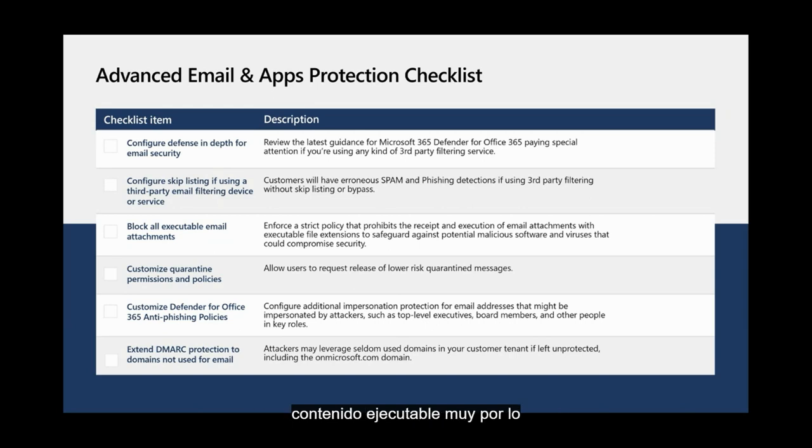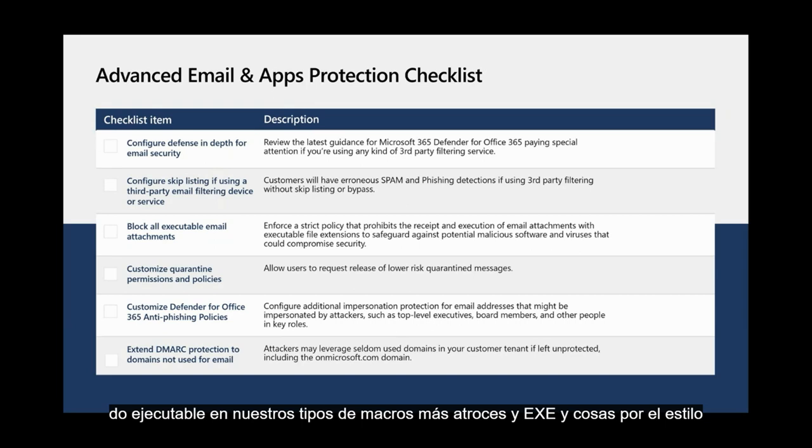It's usually rare that SMBs have legitimate need to email around executable content. Now, when we talked about the standard protection policy before, that does turn on the common attachments filter, which filters a lot of executable content and our most egregious macro types and EXEs and stuff like that, batch files. But it still allows some executable content. So if you want to, you can actually put in a policy that just blocks all executable content outright.